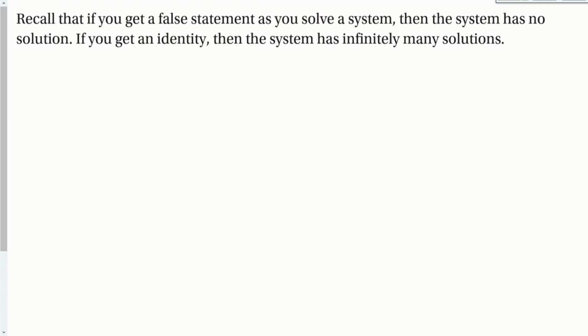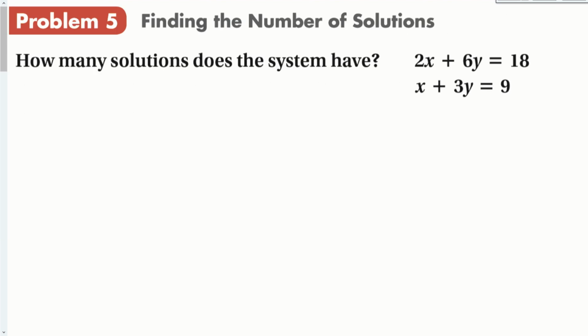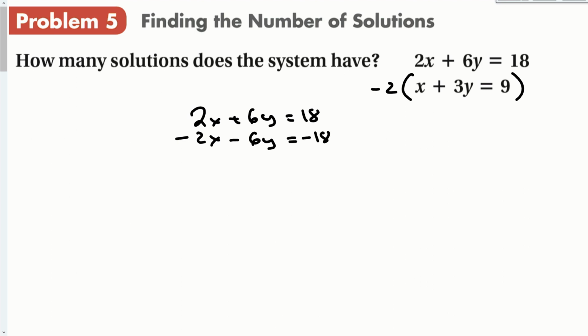Recall that if you get a false statement as you solve, the system has no solutions. If you get an identity, both sides the same, then the system has infinitely many solutions. So how many solutions does the system have? Well, first, in order to solve it, I'm going to take the top one, and I'm going to multiply this whole bottom one by negative 2. And then watch what happens. We get negative 2x minus 6y is equal to negative 18.